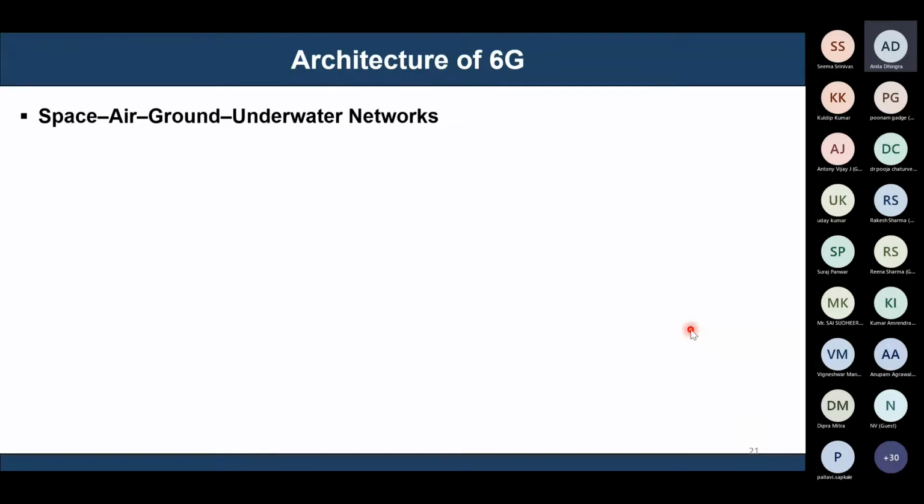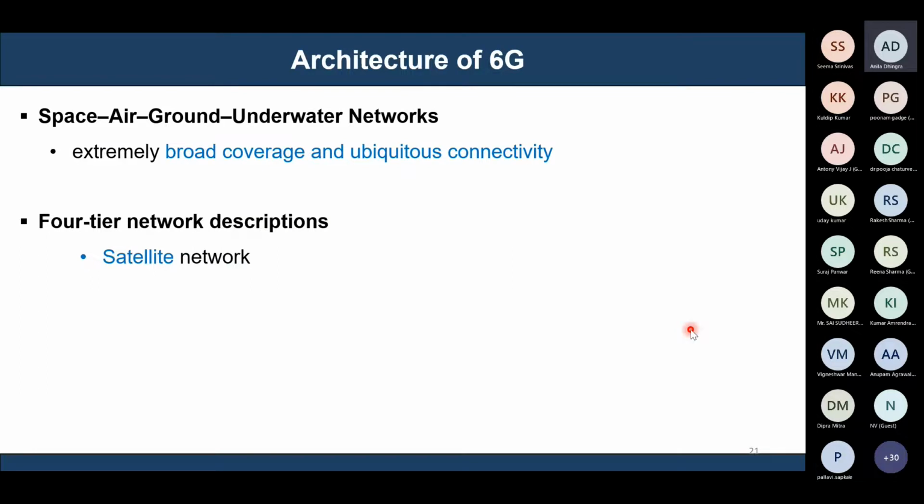What we are targeting in the architecture is that we want to integrate all three segments technically. We want to integrate air segments, space segment, and underwater segment. All three segments we're trying to put under ubiquitous coverage with an integrated architecture. So we want to go with satellite integration with the air, terrestrial, and underwater segments. This is how it looks.